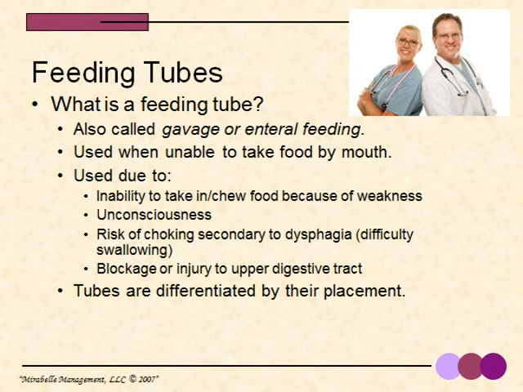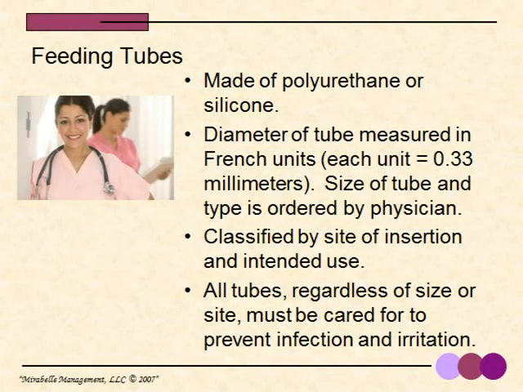There are a few kinds of feeding tube, and they are differentiated by their placement. Feeding tubes are usually made of a polyurethane or a silicone. The diameter of a feeding tube is measured in French units, and each French unit equals 0.33 millimeters. The size of the tube and the type is ordered by the physician. They are classified by site of insertion and their intended use. A feeding tube must be cared for, and the spot where it is placed is prone to infection and irritation.